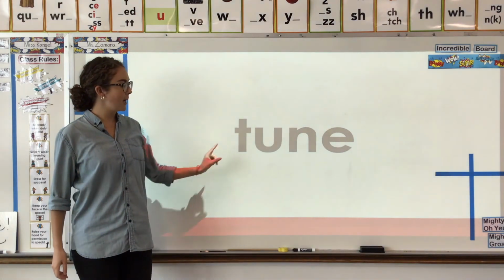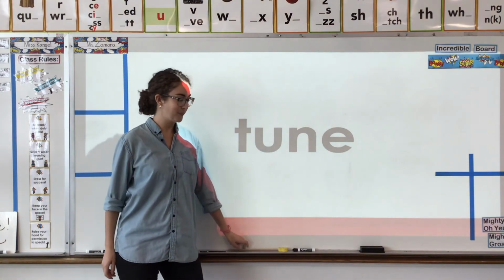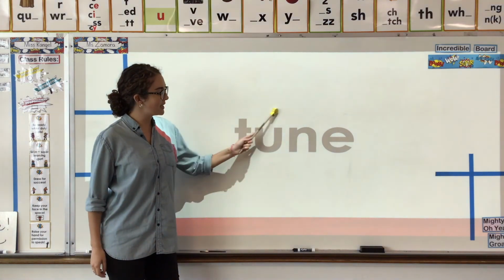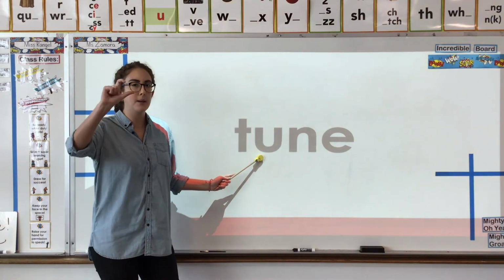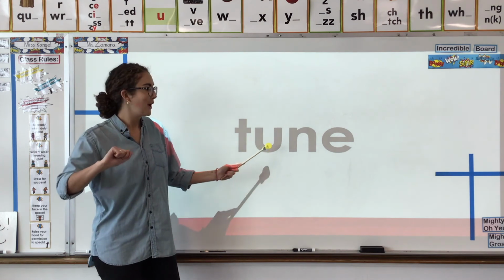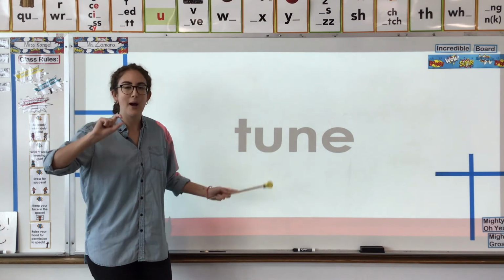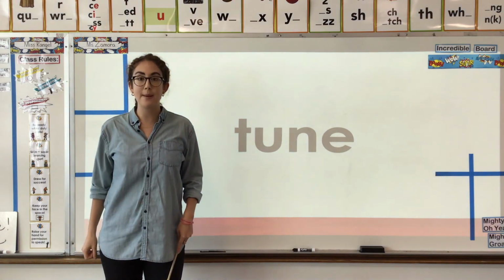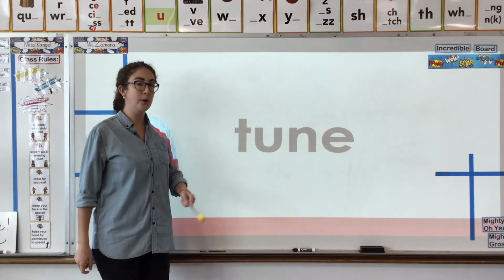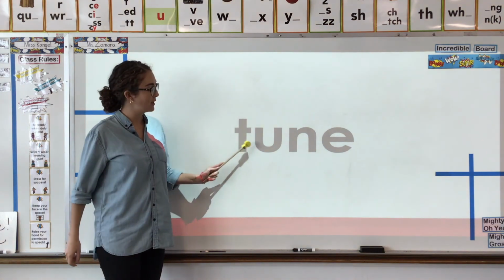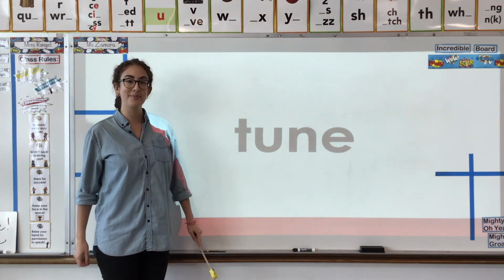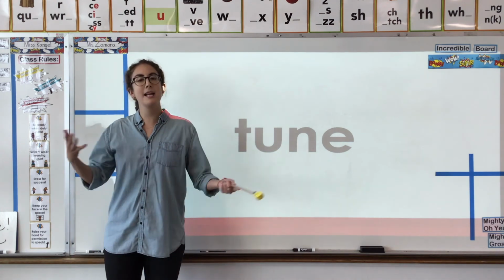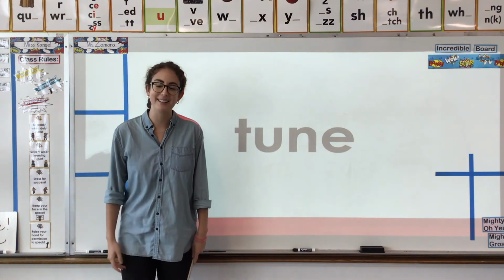Here we go. First up, what do you see? Vowel consonant E. So the U is going to say what sound? O. It's going to say that slightly different sound the long U sometimes makes. So can we read this word? Tune. A tune is like a song.